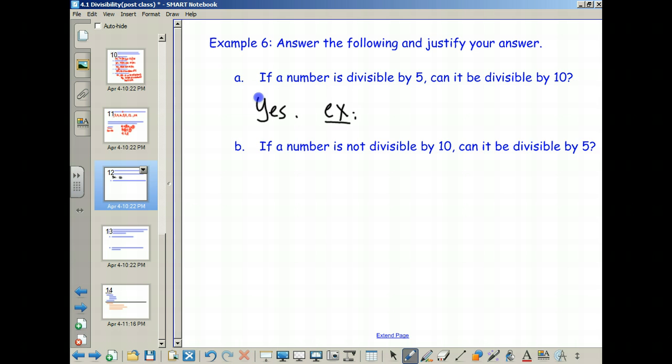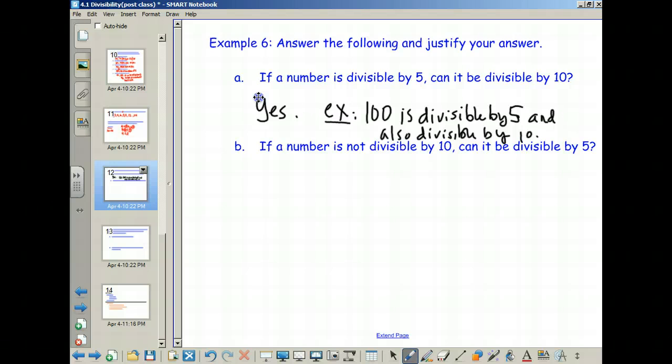For example, 100 is divisible by 5, and also divisible then by 10, right? What if I took the word can out and I said just that it is? If the number is divisible by 5, then it's divisible by 10. That would be false. And you can give me an example of 15. 15 would be divisible by 5, not divisible by 10. Okay, so be real careful on the word choice that's used. Can is different than saying it must be or would be or something like that.